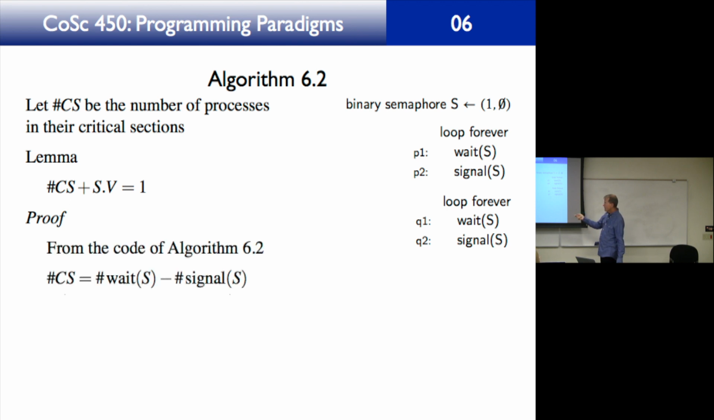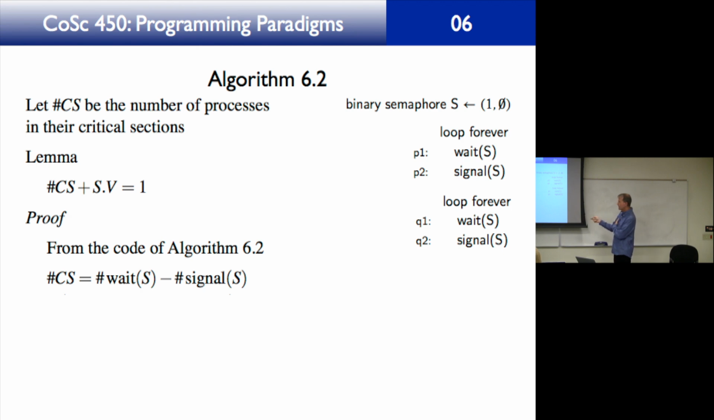Okay, so now look. We're going to do code inspection first. Do you see that from the code of algorithm 6.2, the number of processes that are in the critical section equals the number of waits executed minus the number of signals executed? Now, why is that? How can we know that from code inspection? Because how do you get into your critical section? You have to execute wait. And then whenever you leave the critical section, in order to leave, you execute what? Signal. Are you with me?